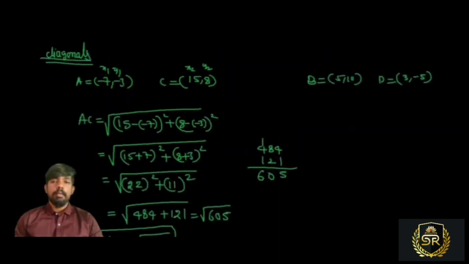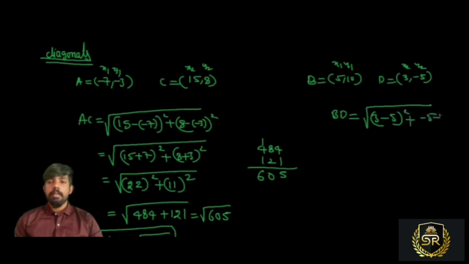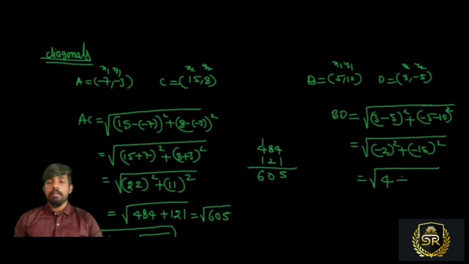Next, find the BD. BD is also a diagonal. BD is equal to root over (x2 minus x1) whole square, x1 y1, this is x2 y2. 3 minus 5 whole square, plus y2 minus y1, minus 5 minus 10 whole square. So here 3 minus 5 is minus 2 whole square, plus minus 5 minus 10 is minus 15 whole square. So 2 squared is 4, and 15 squared is 225. If I add together, this is 229. BD distance is root 229.